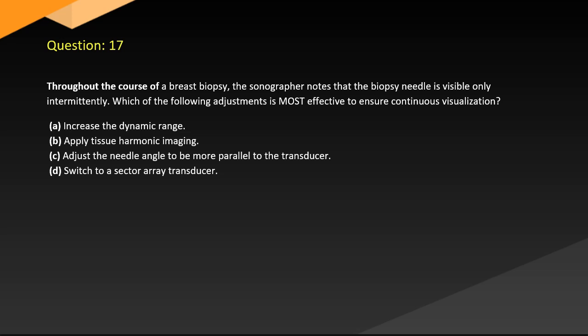Question 17. During a breast biopsy, the sonographer notes that the biopsy needle is visible only intermittently. Which of the following adjustments is most effective to ensure continuous visualization? A. Increase the dynamic range. B. Apply tissue harmonic imaging. C. Adjust the needle angle to be more parallel to the transducer. D. Switch to a sector array transducer.